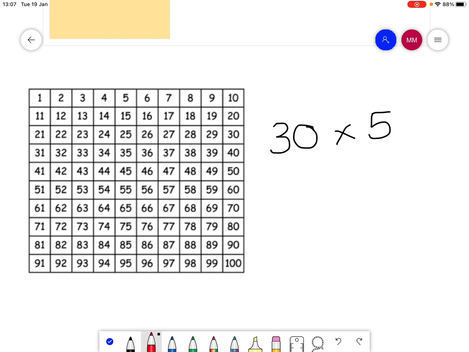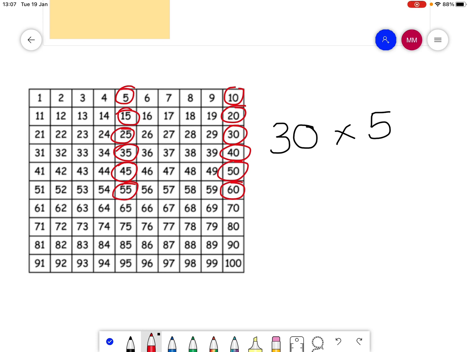So let's first of all look at the 5 times table to help us on the numeracy map here. So we have 5, 10, 15, 20, 25, 30, 35, 40, 45, 50, 55 and 60. So that's our 5 times table mapped out there on our numeracy map. So we're looking for 30 multiplied by 5.